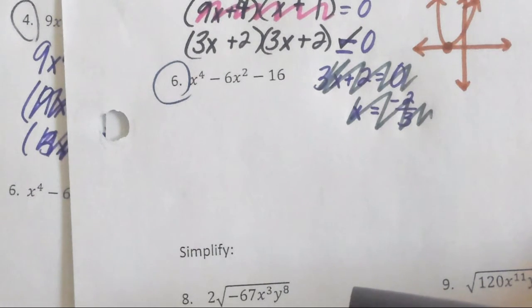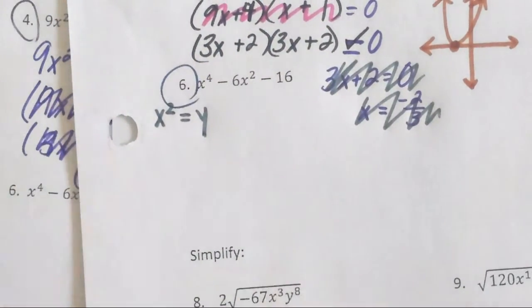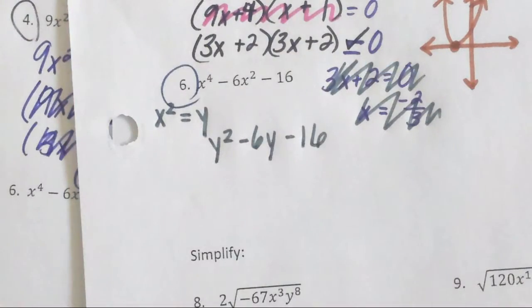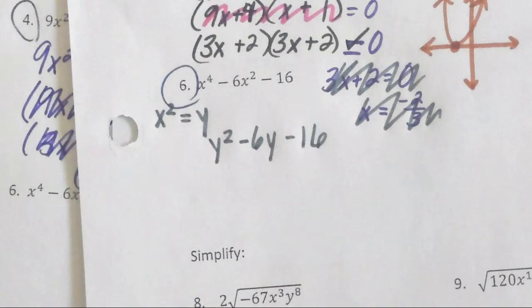Why don't we pretend that we're not dealing with x to the 4th? That's the problem, is the fact that it's to the 4th. So why don't we let x squared be y? Why don't everywhere we see an x squared, instead we replace it with y? And if we did that, our problem would become y squared minus 6y minus 16. And suddenly you're like, well, maybe I can factor that. So my suggestion is everywhere you saw an x squared, replace it with y.